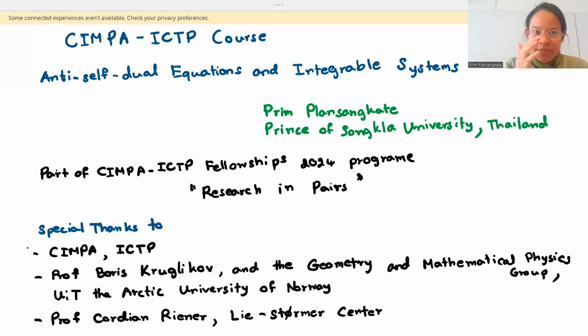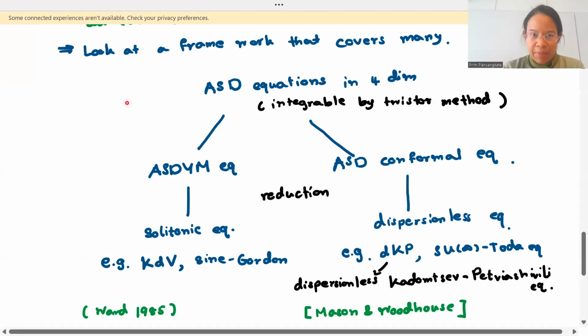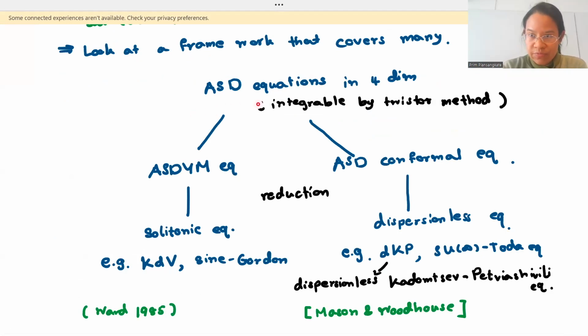Hello. So this is the second lecture of the Simple ICTP course on anti-self-dual equations and integrable systems. First, let me remind you what we have done yesterday. This course is about a relation between anti-self-dual equations in four dimensions, namely the anti-self-dual Yang-Mills equation and the anti-self-dual conformal equation.